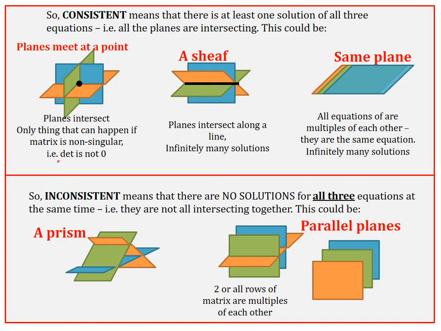Last bit here. They are inconsistent means that there are no solutions for all three equations at the same time, i.e. they are not all intersecting together. This could be a prism, which we've talked about. Again, it would be singular, or it could be parallel planes. The only one I hadn't shown you previously was the one that we had here. This one I had two planes being parallel and just some other one that was crossing them. This one, all three of them are parallel. So they're like stacked up books or three pieces of paper with a gap in between them. And it says that two or all rows of the matrix are multiples of each other, including the answer part. Oh, not including the answer part. Because if it was the answer part, it sends us up to this one that we've got up here.